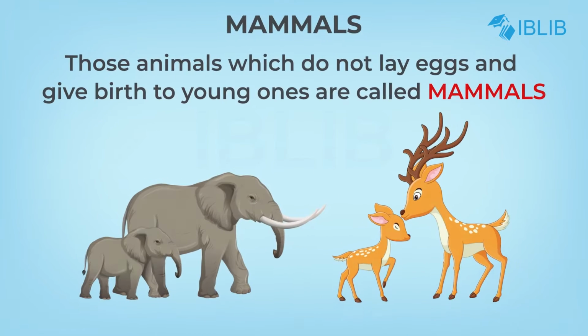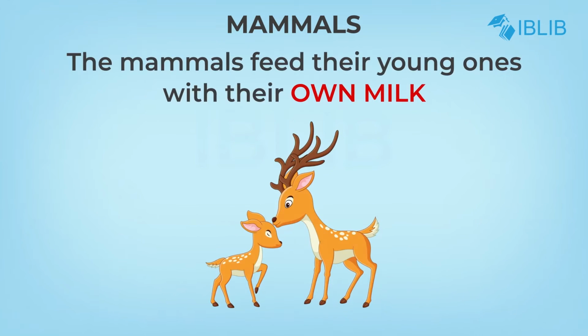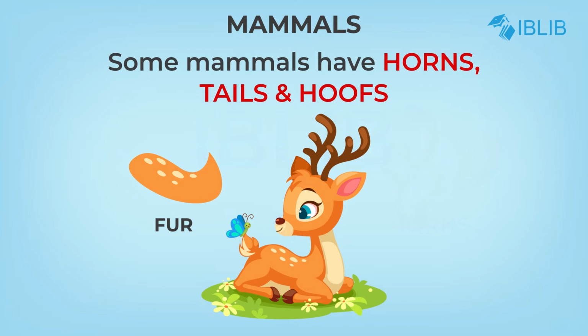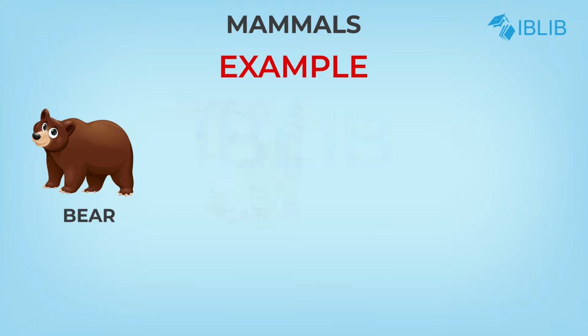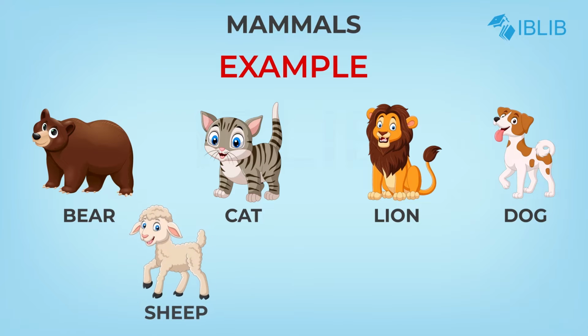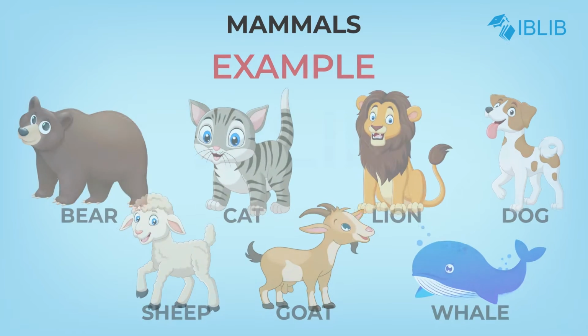Mammals. Those animals which do not lay eggs and give birth to the young ones are called the mammals. The mammals feed the young ones with their own milk. The body of the mammal is covered with hair called the fur. Some mammals have horns, tails, hoofs, etc. Bear, cat, lions, dogs, sheep, goat, whales are some mammals.